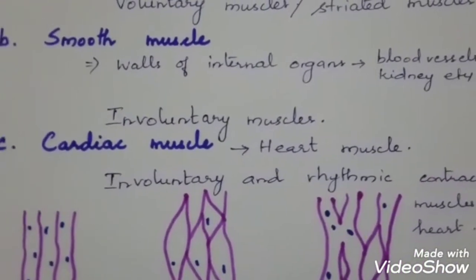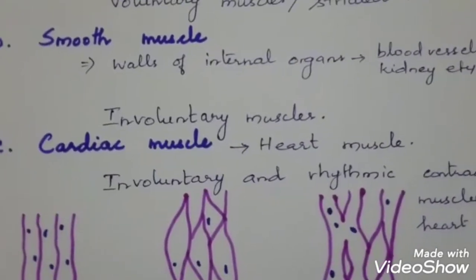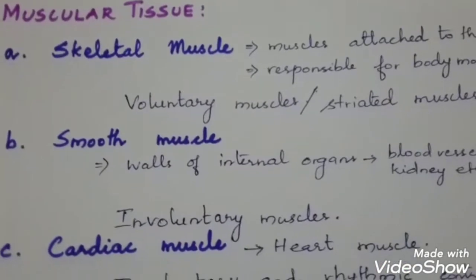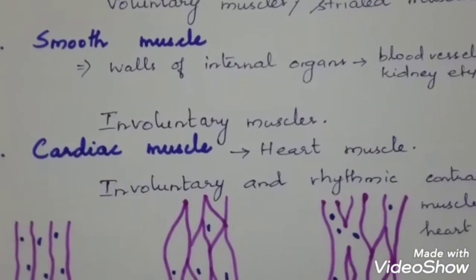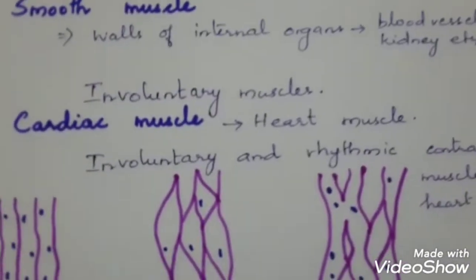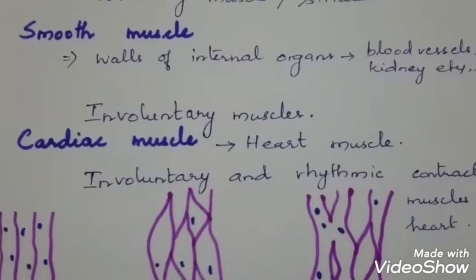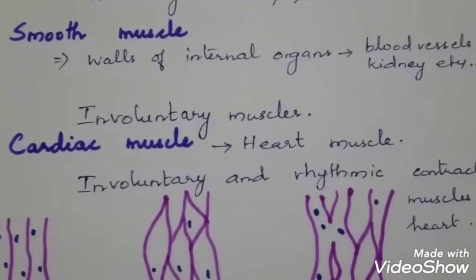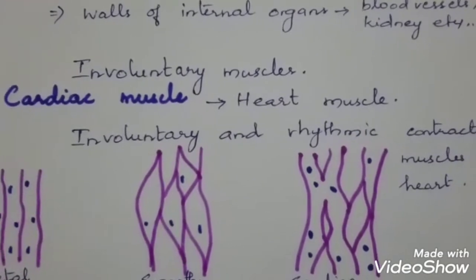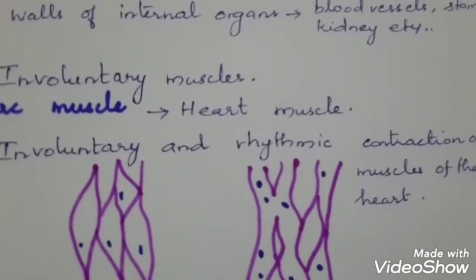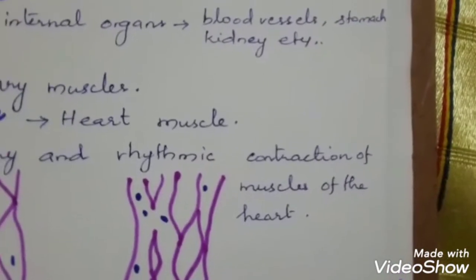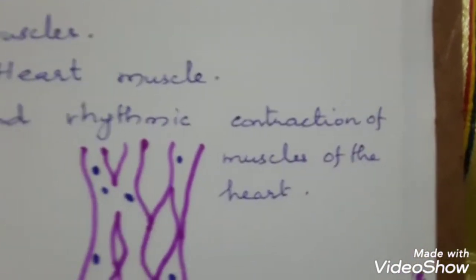Cardiac muscles are a special type of muscles. They lie in between the skeletal and the smooth muscles. They look like skeletal muscles, but they are involuntary in function. These muscles are present in the heart. The heart muscles are known as cardiac muscles. They are involuntary and rhythmic in function. They are helpful for the contraction of the muscles of the heart.